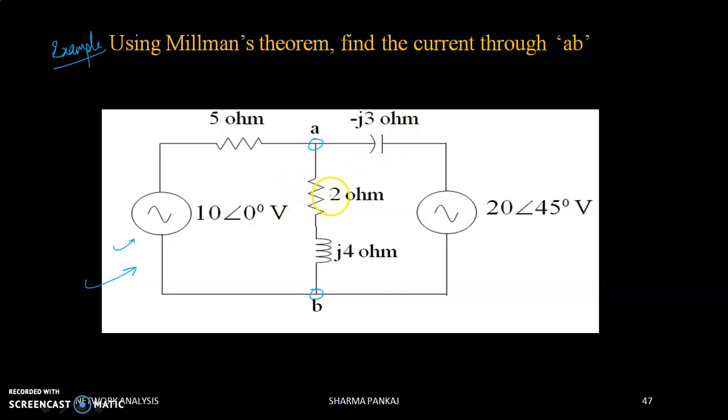This is a resistor of 2 ohm. This is an inductor of value j4 ohm. This is another voltage source, 20 angle 45 degree volt. Now what we are asked is, using Millman's theorem, we have to find the current through AB.